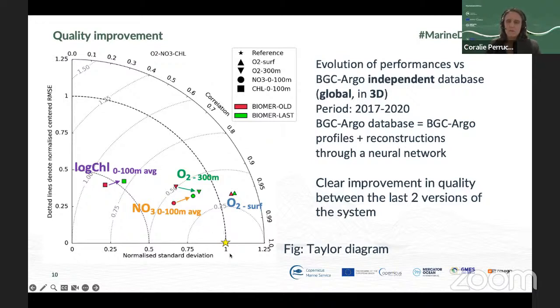The reference, the yellow star, is the reference data set that the model should be as close as possible to. And this reference data set is the BGC Argo float database that is totally independent. We don't assimilate it in the model. So the statistics are computed at global scale and over 3 years. We see here a clear improvement in quality between the two last versions of the simulation.